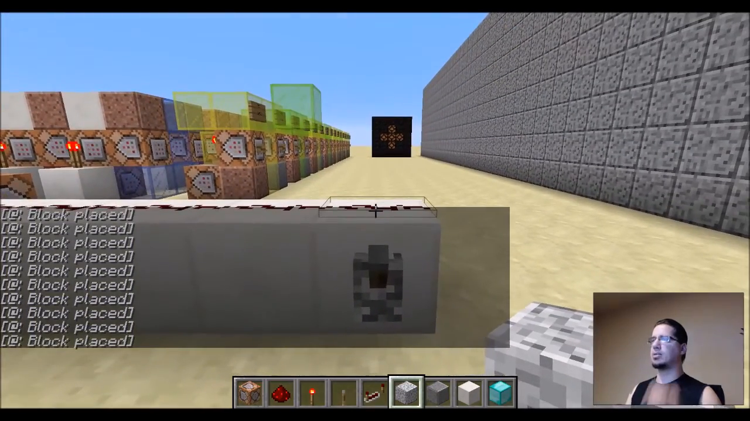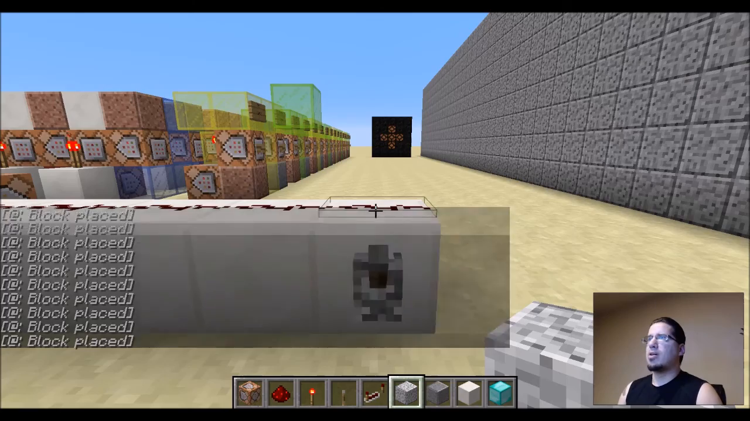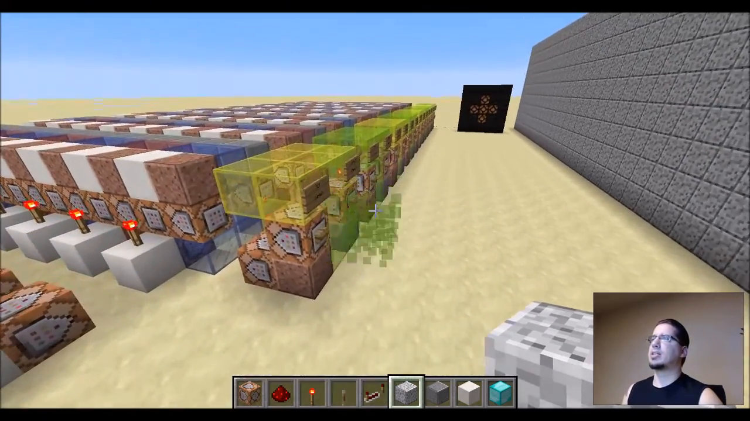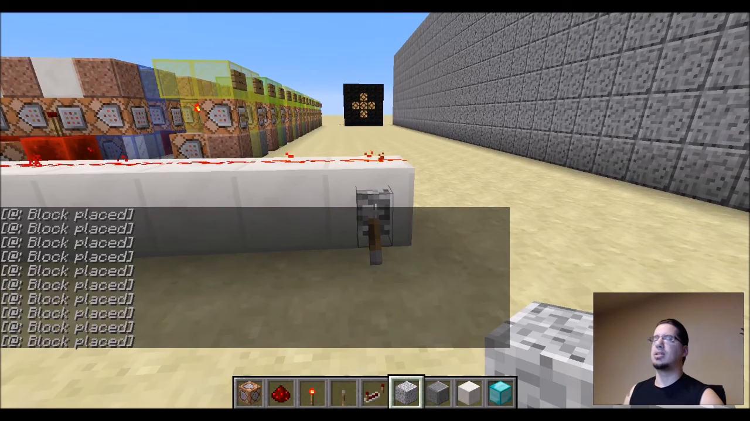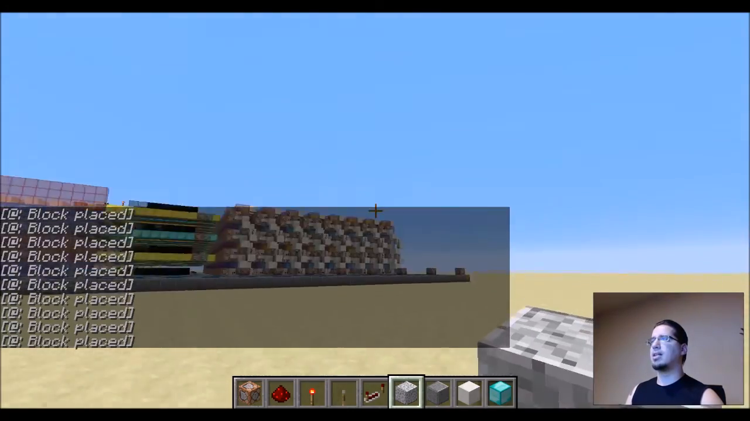Okay, so the reason why I set this up is so that we can see the sort of on-off times. Why is that block there? That doesn't need to be there. Okay, so you can see it goes through really fast, and it turns off faster than all of that over there.